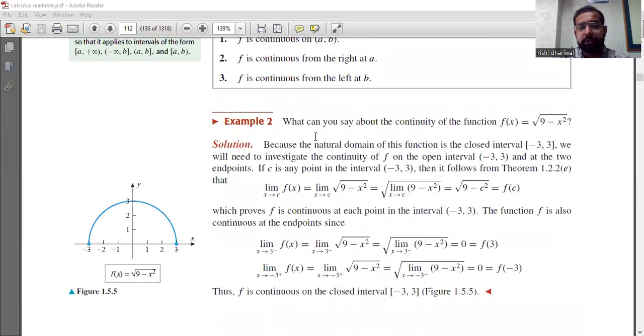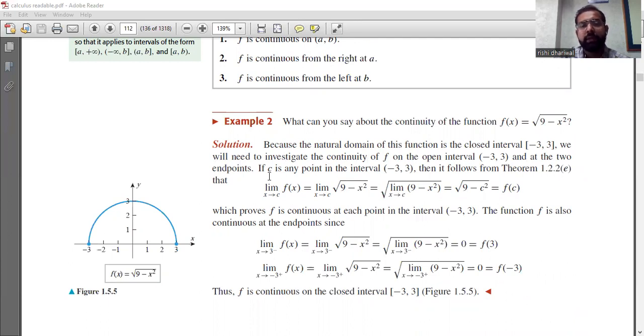Example number 2. What can you say about the continuity of the function f(x) equals the square root of 9 minus x squared? Because the natural domain of this function is the closed interval from minus 3 to 3, we will need to investigate the continuity on the open interval (-3, 3).